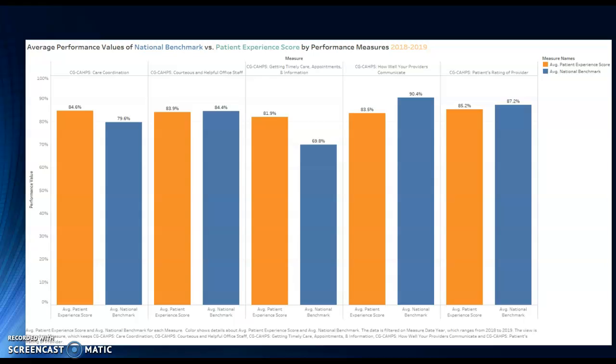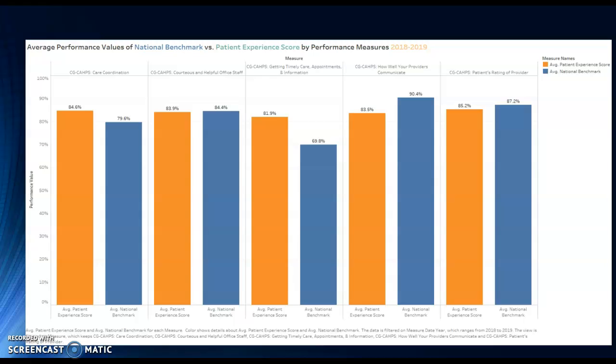By doing a bar graph, it can help whoever needs this information to look at what departments need improvement in certain experience measures. Clearly, the measure that needs the most help by looking at this visualization is getting timely care, appointments, and information.